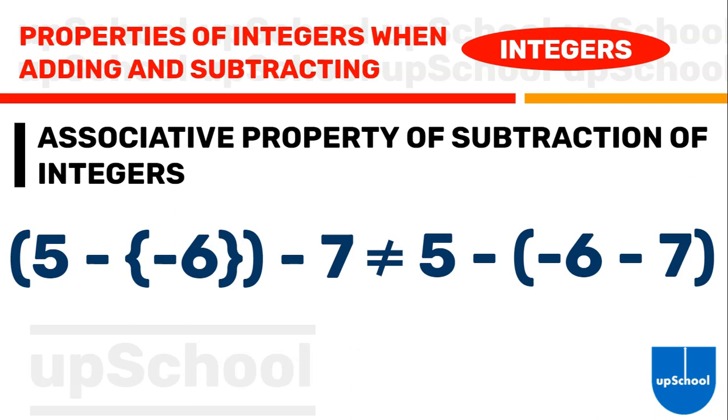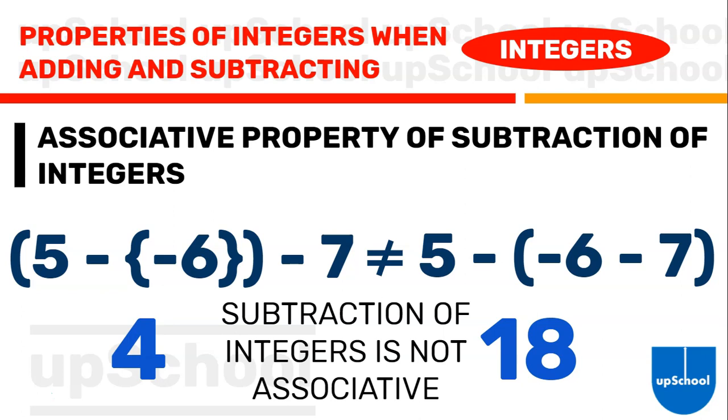By the way, there is not an associative property of subtraction of integers, because if you change the groupings, or the position of the parentheses, of a subtraction equation with integers, the answer will not be the same. For example, in this example I have here, the first equation has a difference of 4, while the second one has a difference of 18. Because the differences are different, this proves that subtraction of integers is not associative. Or in other words, by changing the groupings of a subtraction equation, you won't get the same answer. The associative property of subtraction of integers does not exist.